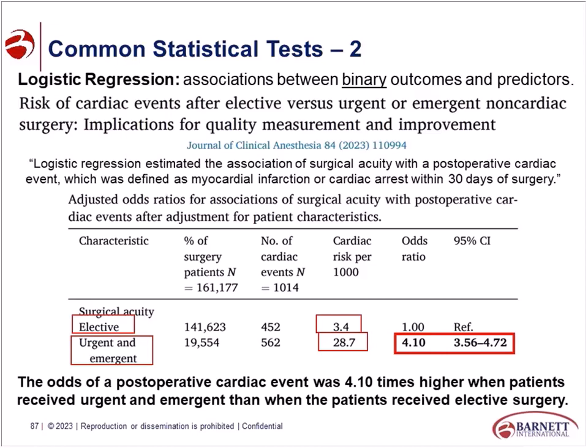We're looking at the relationship between the type of surgery and a cardiac event, which is binary: you either have a cardiac event or not. We use logistic regression to assess the odds of having a cardiac event when you have urgent and emergent surgery versus elective surgery. As statisticians, we use logistic regression to measure that association.